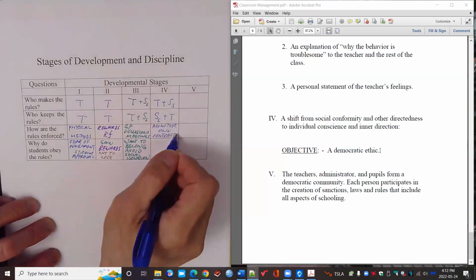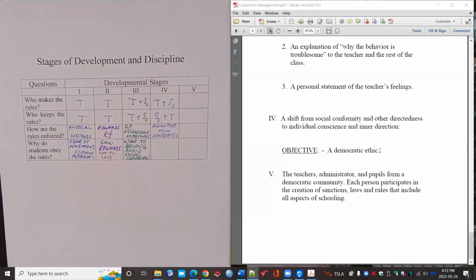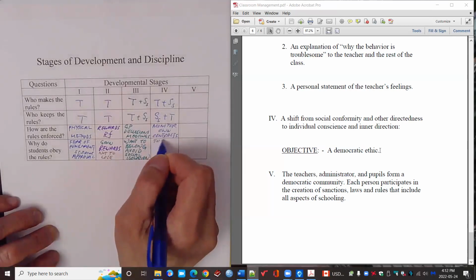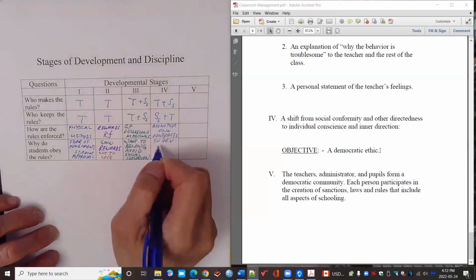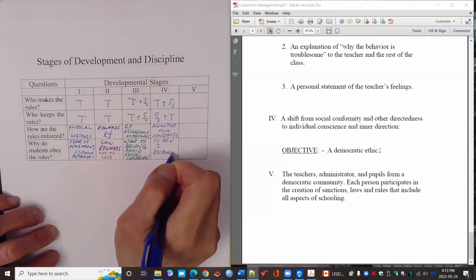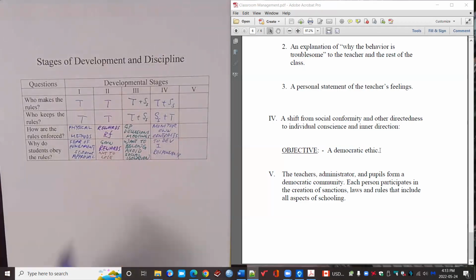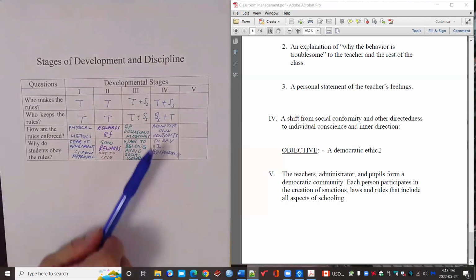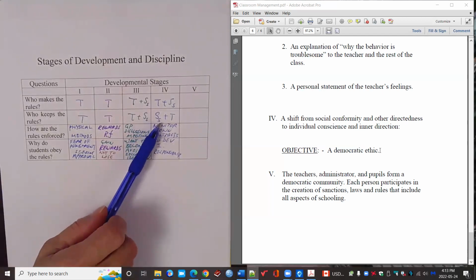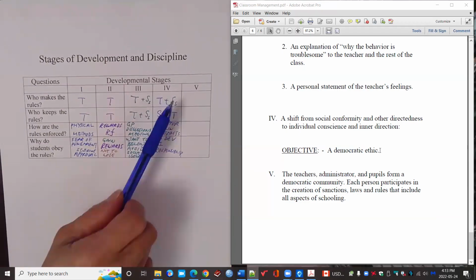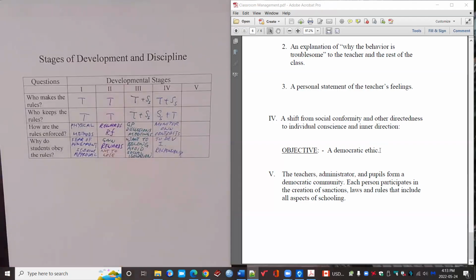All right. Okay. And finally, why do students want to obey the rules? To develop individual responsibility. Okay, to develop individual responsibility. And hence you see here there's a switch, but then this has to be guided by the teacher. All right, so that is good.